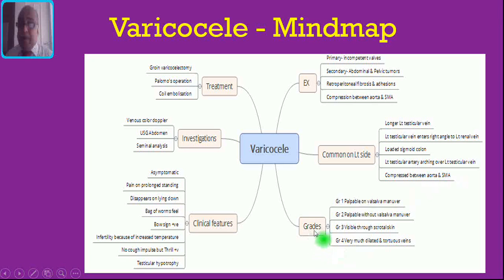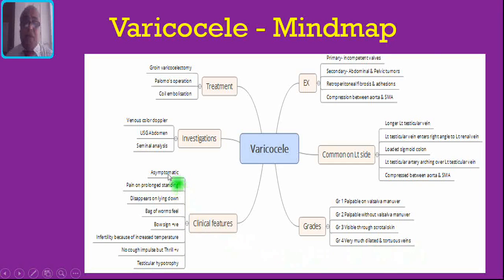There are 4 grades of this varicocele. Grade 1, palpable on valsalva maneuver. Grade 2, palpable without valsalva maneuver. Grade 3, visible through the scrotal skin. Grade 4, the veins are very much dilated and tortuous.